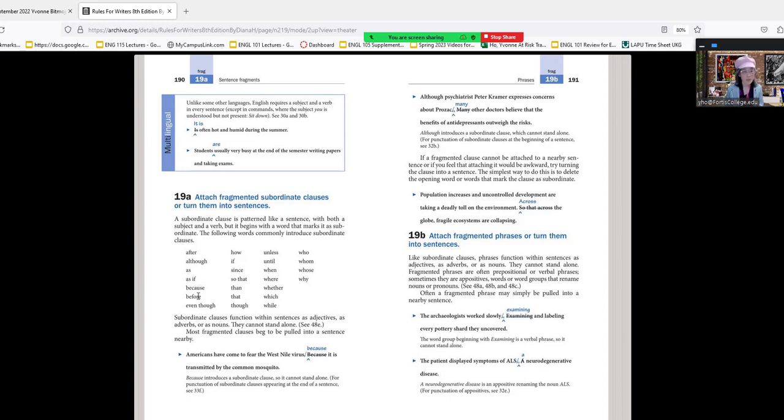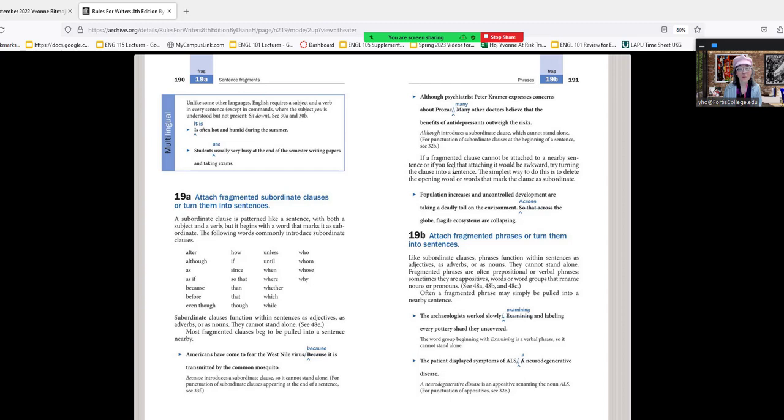Americans have come to fear the West Nile virus because it is transmitted by the common mosquito. Because introduces a subordinate clause, so it cannot stand alone. For punctuation of subordinate clauses appearing at the end of a sentence, see 33F. Although psychiatrist Peter Kramer expresses concerns about Prozac, many other doctors believe that the benefits of antidepressants outweigh the risks. So although introduces a subordinate clause which cannot stand alone.